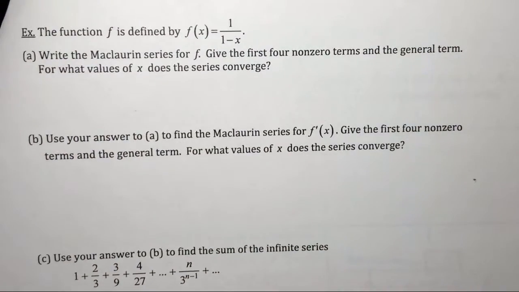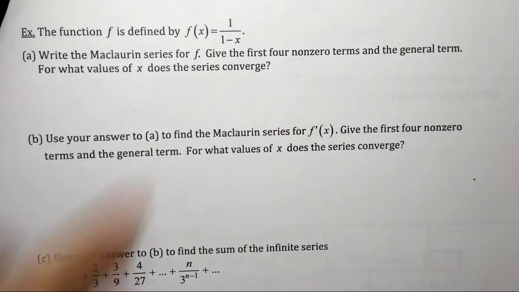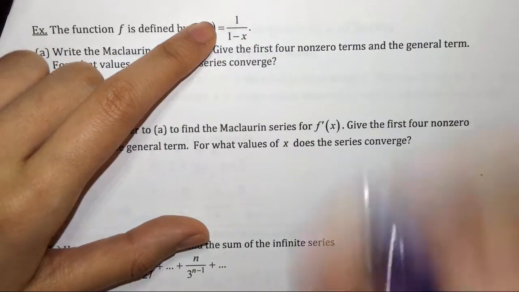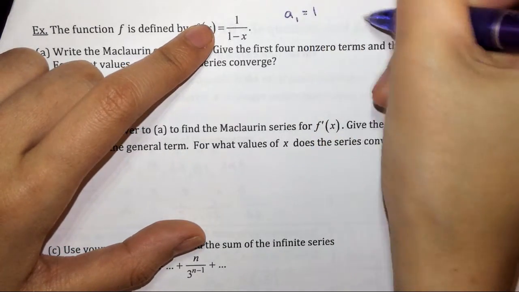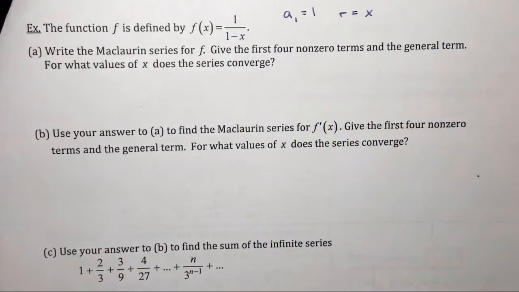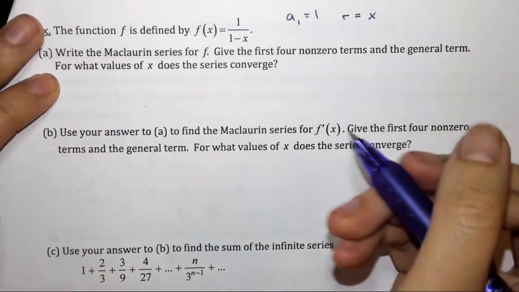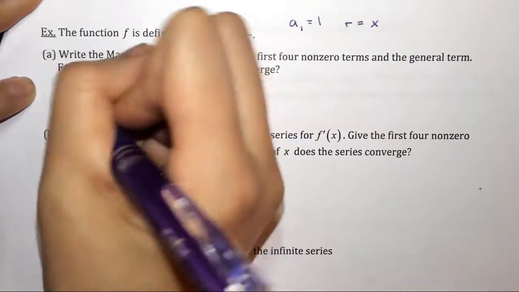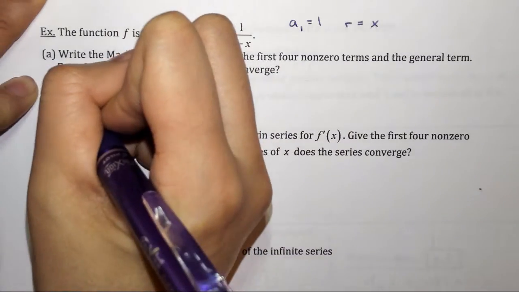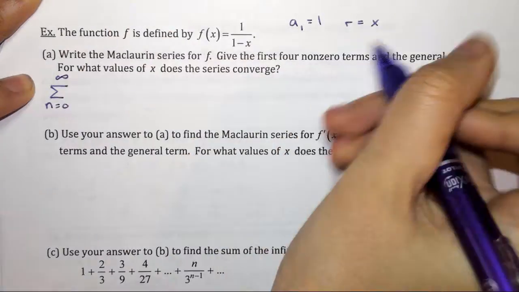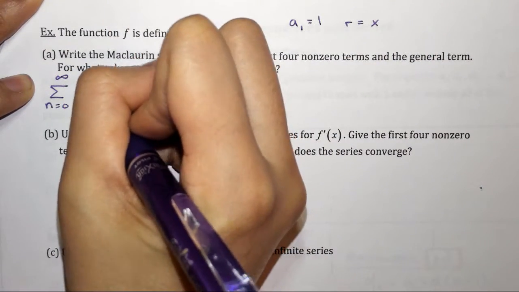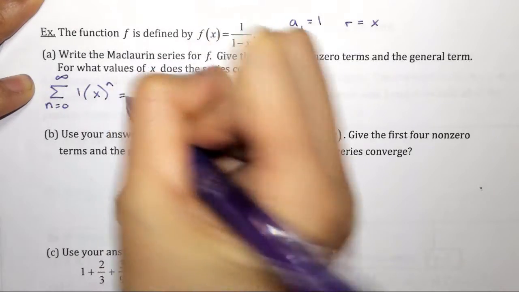Let's do some examples. Here's a function, 1 over 1 minus x. Write the Maclaurin series for f. Okay, so I look at this and, hey, I recognize that this looks like a sum of a geometric series with a1 being 1 and r being x. So I can write this as a series. A Maclaurin series is just a series centered at 0. So a1 r to the nth power.